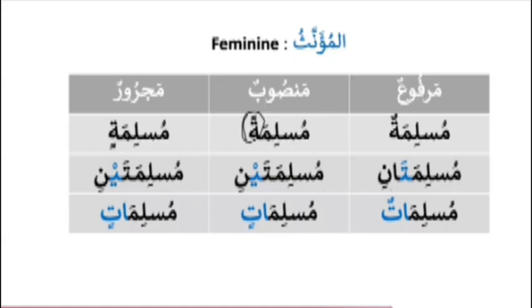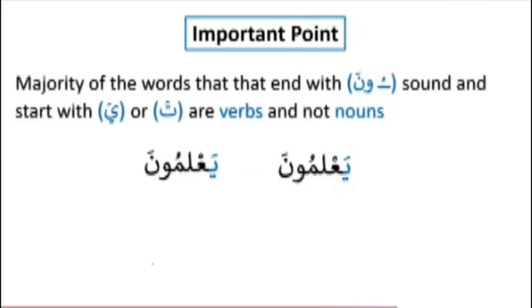And marfu and mansub are very simple. We will go by the sound. Tani, taini, taini. Muslimatani, muslimataini, muslimataini. And for the plural, there is a slight, as I said, twist over here. It will be muslimatun, muslimatin, and muslimatin. So up to here, it is okay. But here, there is a small difference. For the masculine, we had the una, ina sound, but for the feminine, we have the sound of atun, atin, atin.